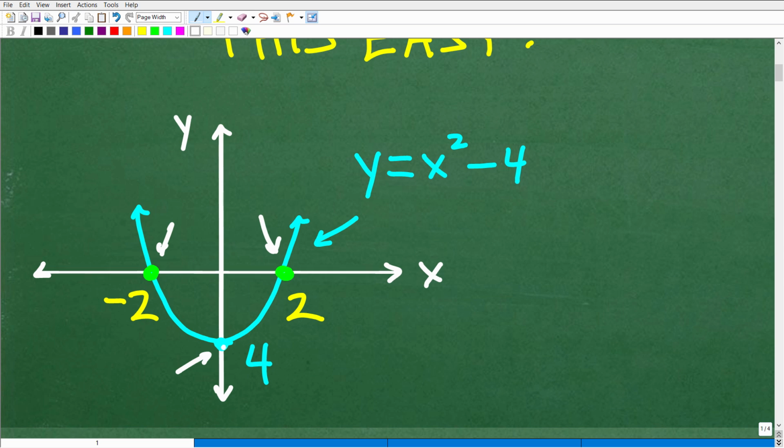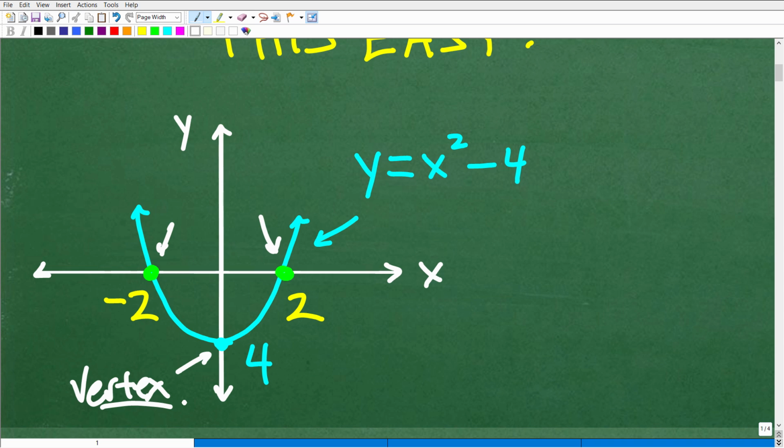This particular location right here is actually called the vertex, but I'm just going to make this a quick introductory level video on how to graph a parabola, because they certainly get much more complicated than this. And hopefully you found this easy.